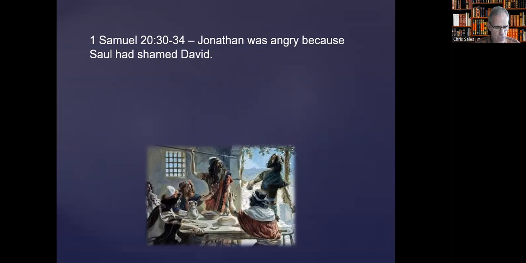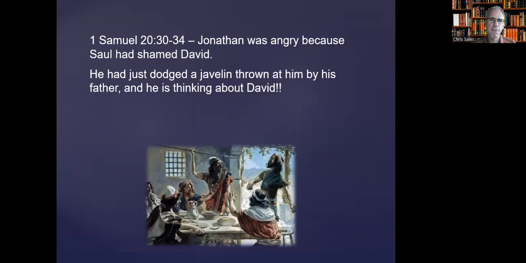So Jonathan arose from the table in fierce anger and ate no meat on the second day of the month, for he was grieved for David because his father had done him shame. Is this incredible? He's just had a javelin thrown at him, and he's angry because of what his father said about his friend David, not about what was about to happen to him. He had just dodged a javelin thrown at him by his father, and he's thinking about David, and he's thinking of the shame that his father brought upon David. That's where his mind is.